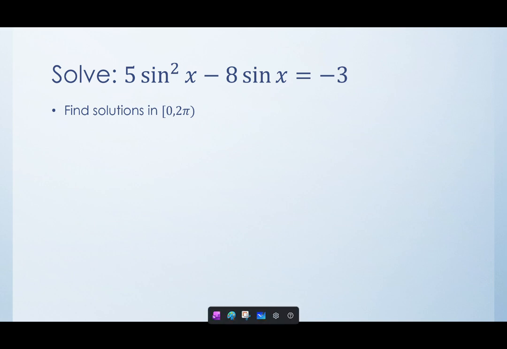All right, so this example is another one we can see that's quadratic. It's quadratic in sine of x. And like we did in class, we can think of this as sine of something squared minus 8 times something equals -3. So the more official way to do that is to say, let u be sine x. Then we rewrite our equation. It becomes 5u squared minus 8u equals -3.